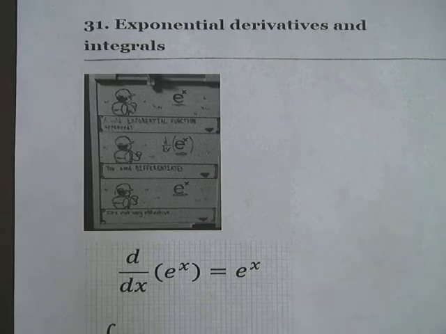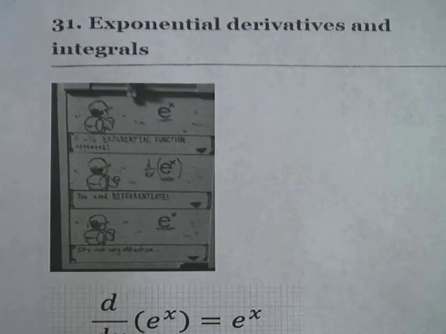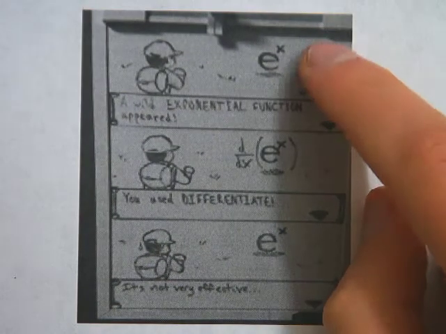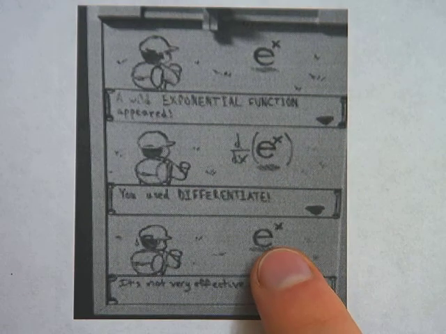Section 31, exponential derivatives and integrals. All right, this is a really easy quiz section if you just know what's going on here. The actual math here is so simple because there's this cute cartoon I found on Reddit. The exponential function appears. He uses differentiate on it, and it stays the same.